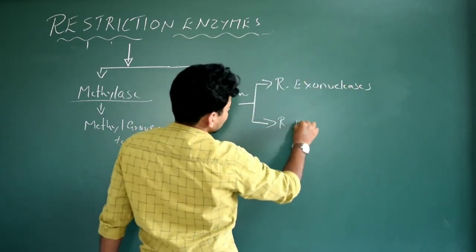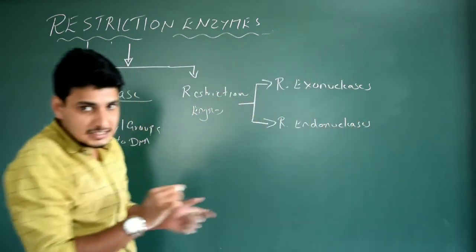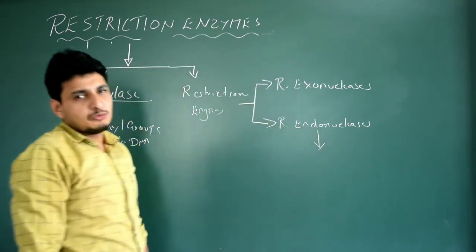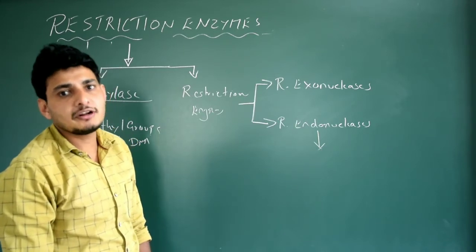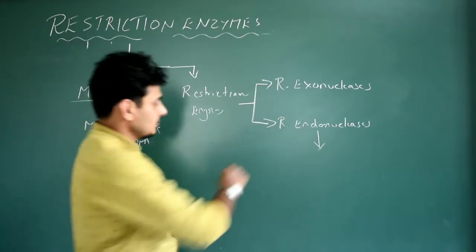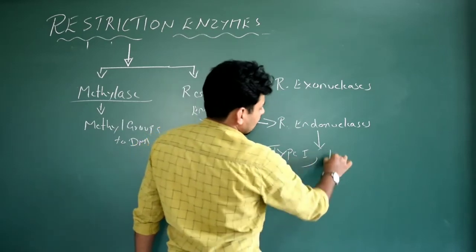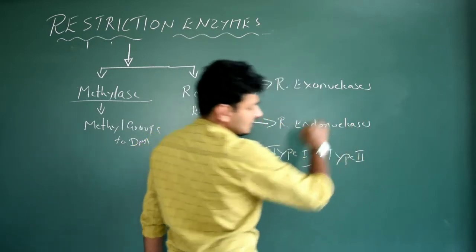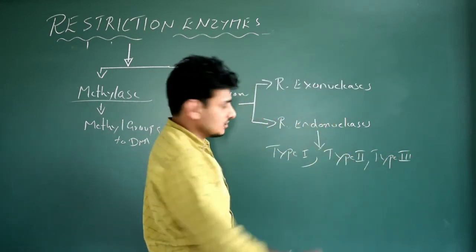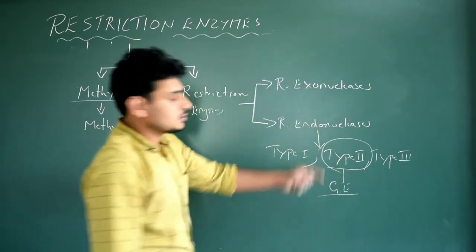The other one is restriction endonucleases. This is the classification system. Again, you get this question for your competitive examination: which type of restriction endonucleases are preferred in genetic engineering? In restriction endonucleases, you see three types: type 1, type 2, and type 3 restriction endonuclease. In genetic engineering or biotechnology, scientists prefer only type 2.